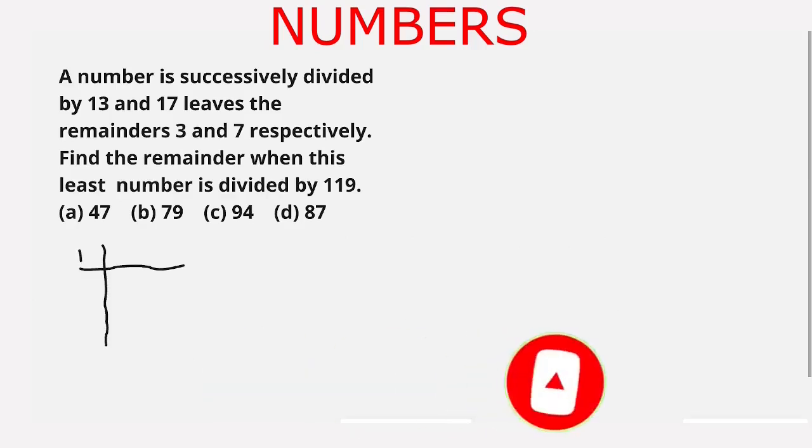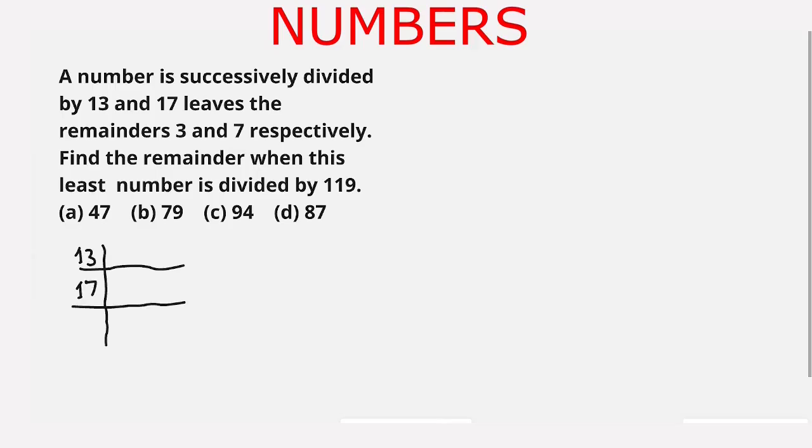Our first divisor is 13 and second divisor is 17. For least number, our last quotient is 0 and last remainder given to us is 7 and the first remainder is 3. Now, if the quotient is 0 and remainder is 7, then the number divided by 17 is 7. 17 divides 7 for 0 times and remainder is 7. Now the quotient is 7, divisor is 13 and remainder is 3.